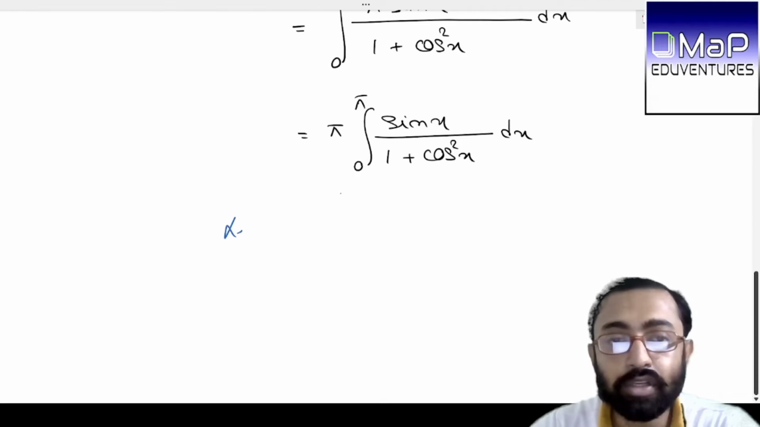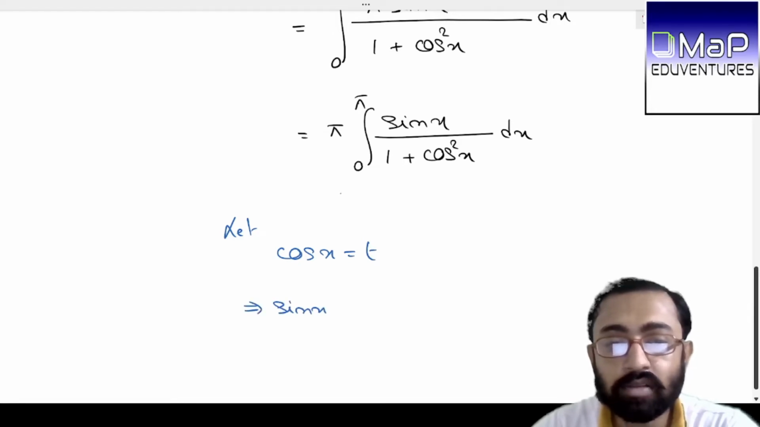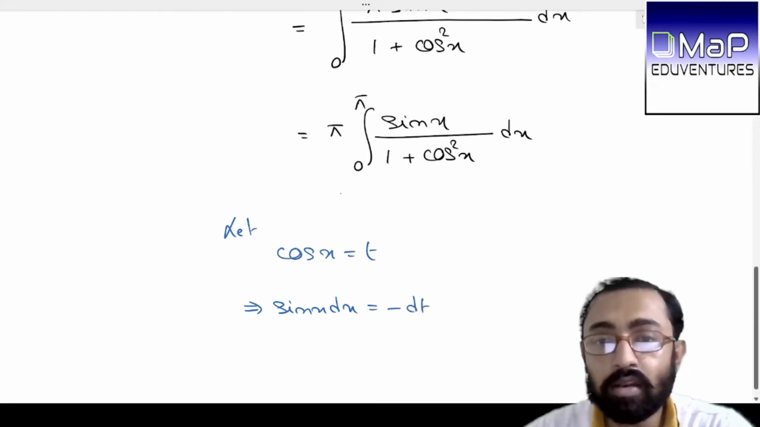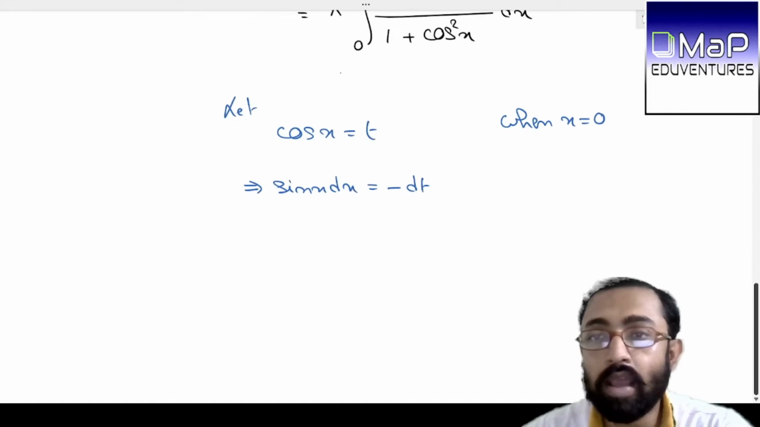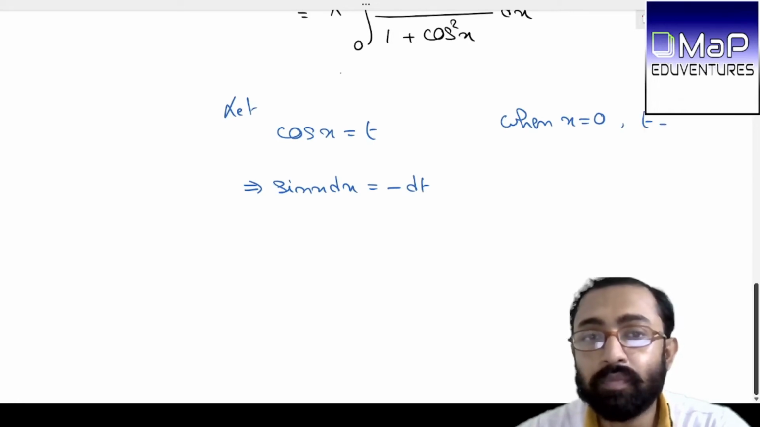Then I get substitution. Let us consider cos x as t. Then we will have how much? sin x dx equals to minus dt. Okay, and we will change the limit. When x equals to 0, we will have how much? We will have t equals to 1.